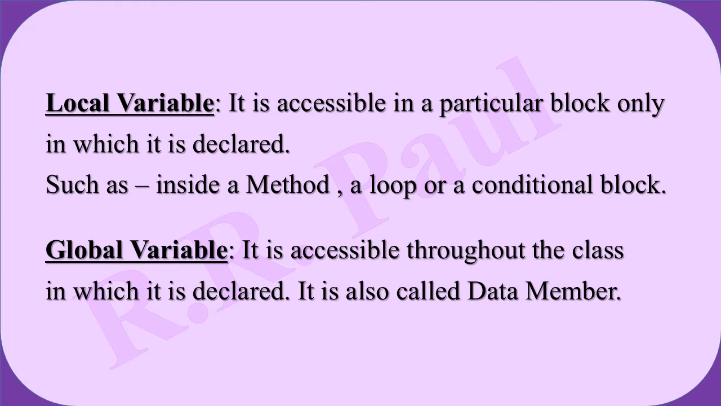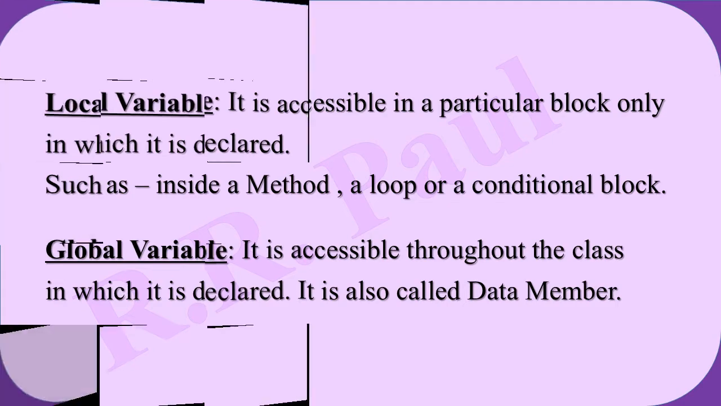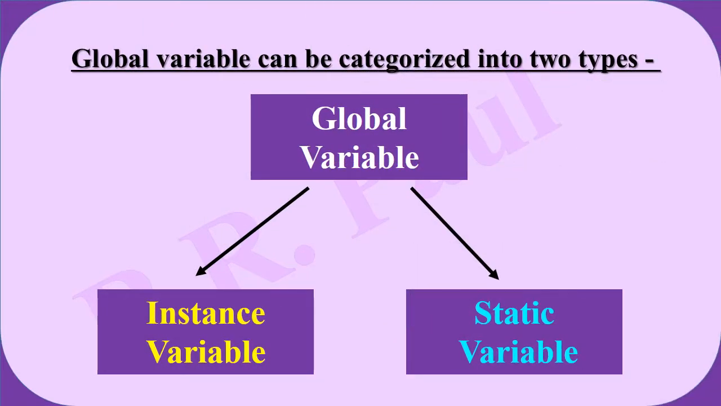On the other hand, a global variable is accessible throughout the class because it is declared inside the class but outside all the functions. So it is available in all the functions of that particular class. A global variable can be categorized into two types: an instance variable or a static variable. Let us study these two individually.